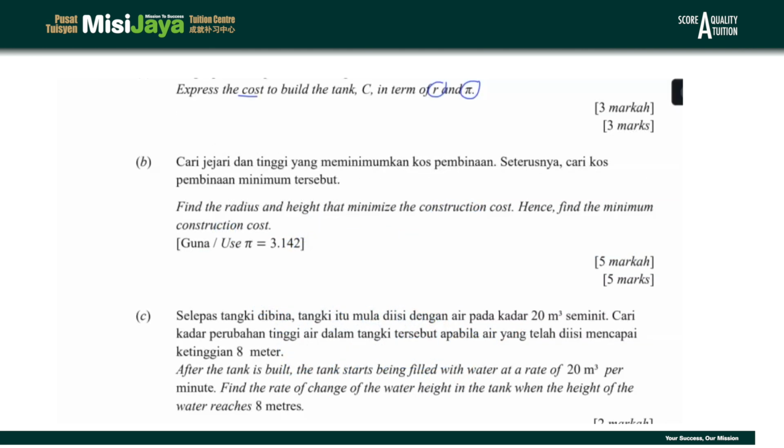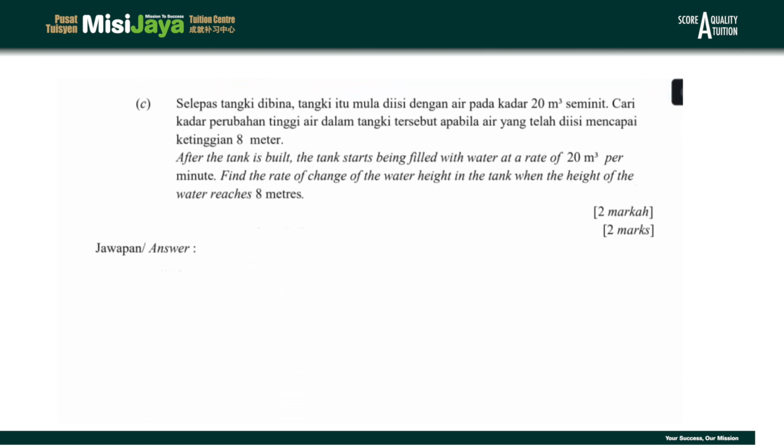Let's continue with B. Find the radius and the height that minimize the construction cost. Hence, find the minimum construction cost. So we need to find what is our r and h first, okay? So just now we already got our C. I'm going to do it at the bottom, okay? This is 5 marks.